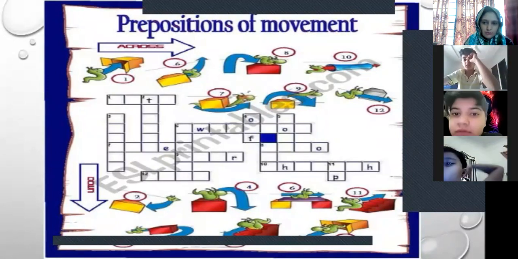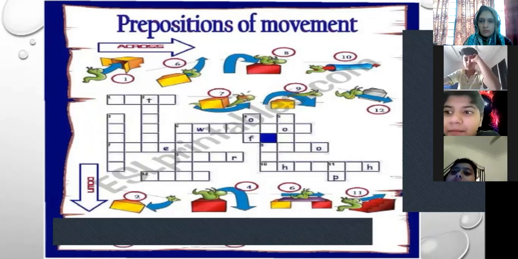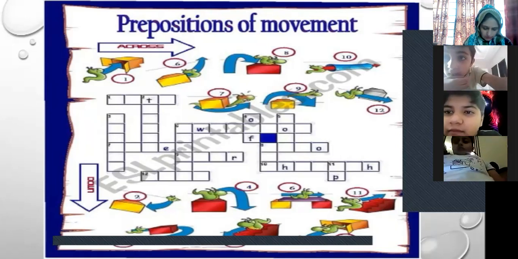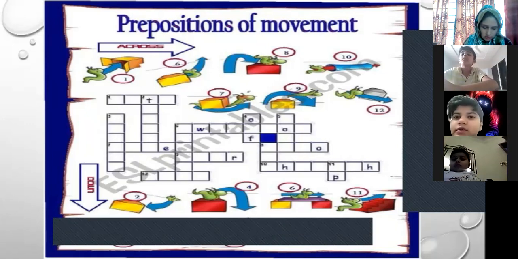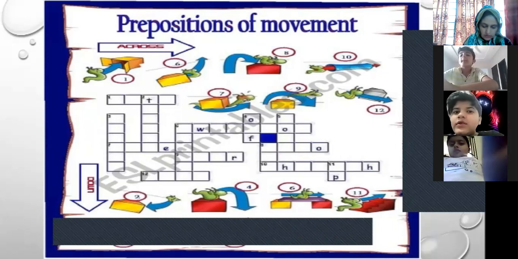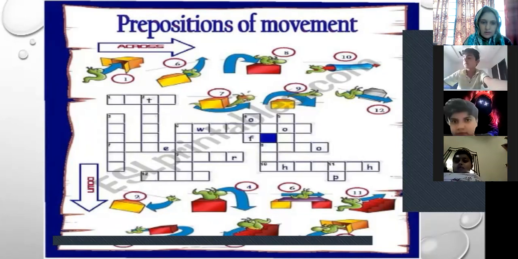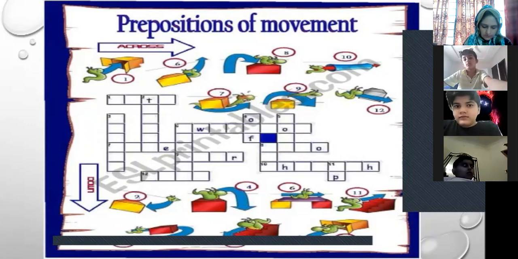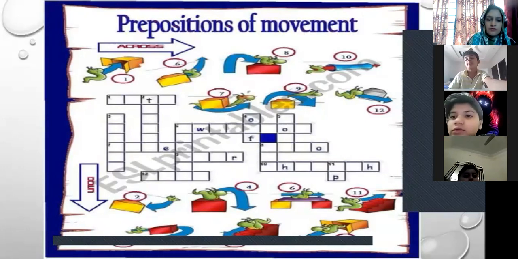If you look at number 2, it is going towards. If you look at number 4, number 4 is off. Number 6 is across. Number 11 is up. Number 3 is around. This one is down, and number 8 is out of. So these are different examples of prepositions of movement.